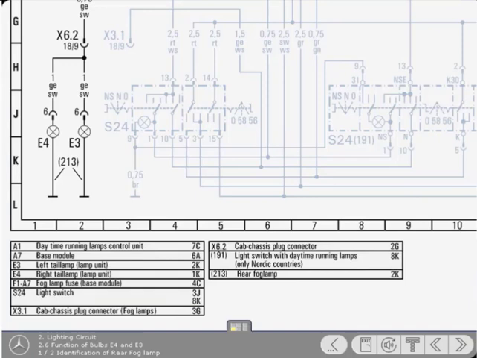From the chassis cab connector, the circuit you've been following continues to the lamps E3 and E4. To identify the lamps, you must refer to two different parts of the legend. Firstly, for the designations E3 and E4, the legend simply states left and right tail lamp units.